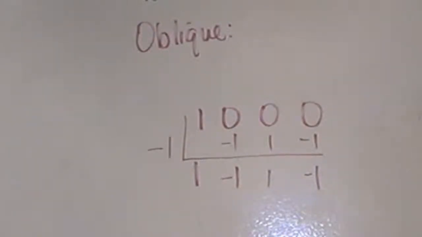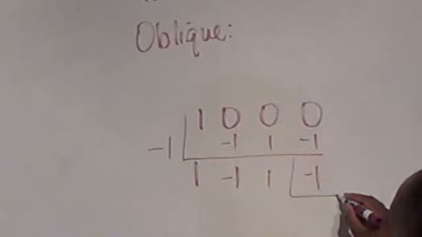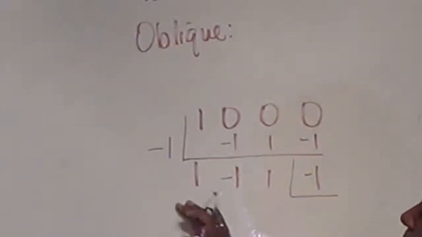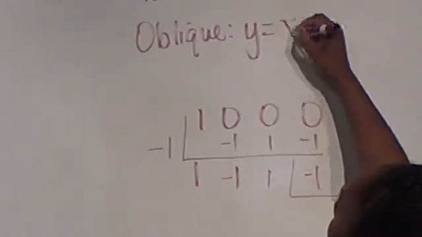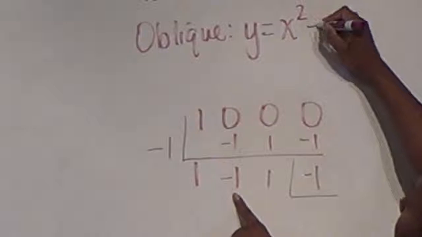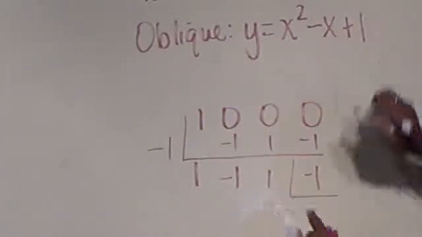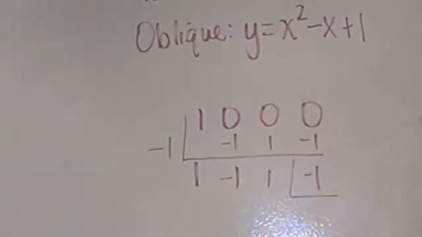Remember, this last piece is the remainder. All we care about is the quotient. So the degree here is going to be 1 less. So y equals x squared minus x plus 1 is going to be my oblique asymptote.